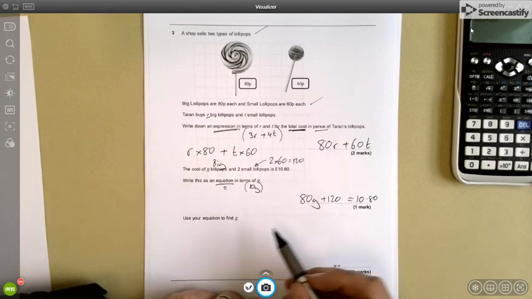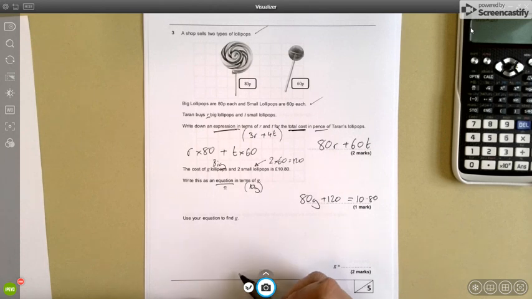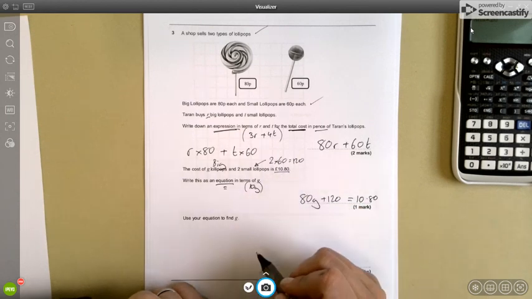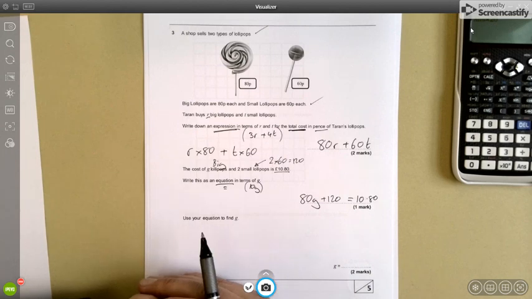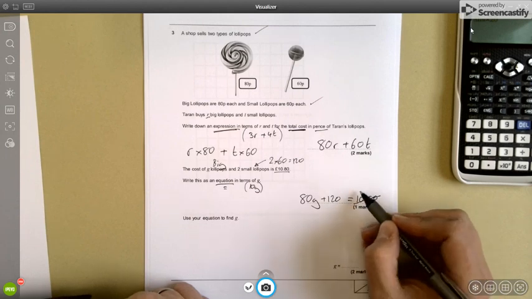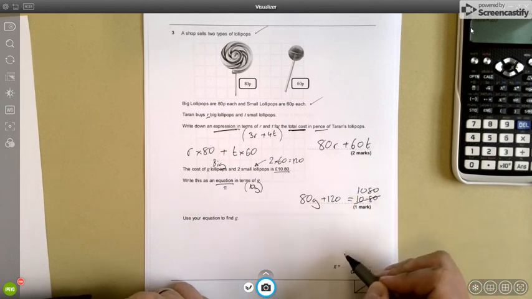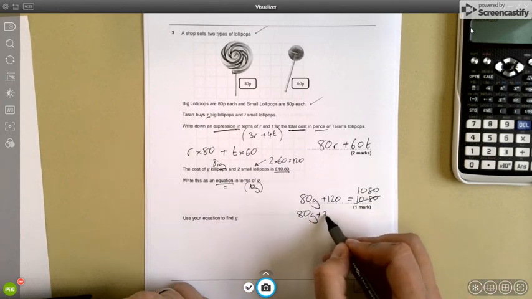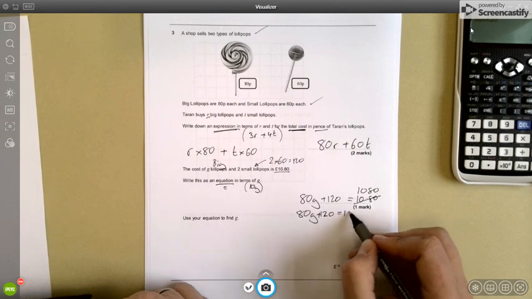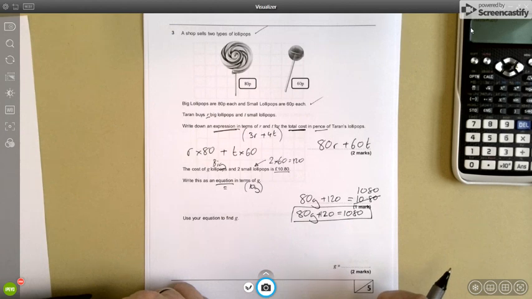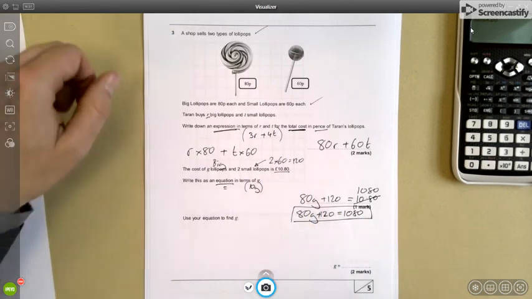Now the very last part, we're going to use our equation to find G. So this is a solving an equation question. Now let's have a think here. I think I've messed something up here. That is in pounds. The lollipops are in pence. Let's just think about fixing this. I would change this from £10.80 to 1080. So let's write this again clearer: 80G plus 120 equals 1080. So that is my answer to this. I'm really glad I glanced back at that question and saw that one.